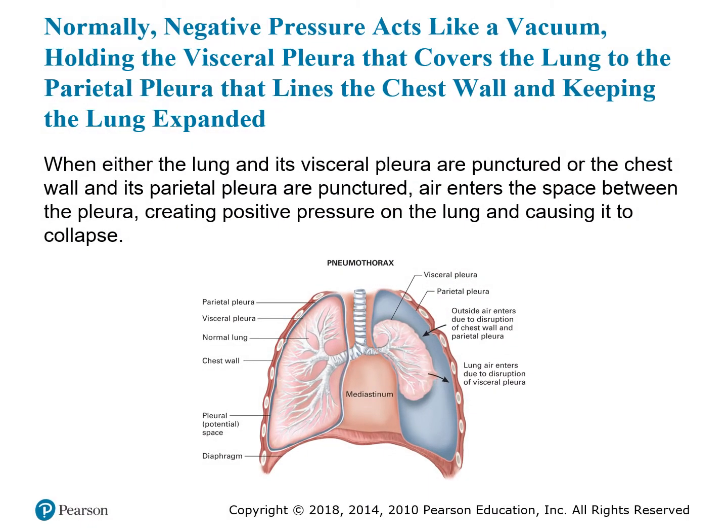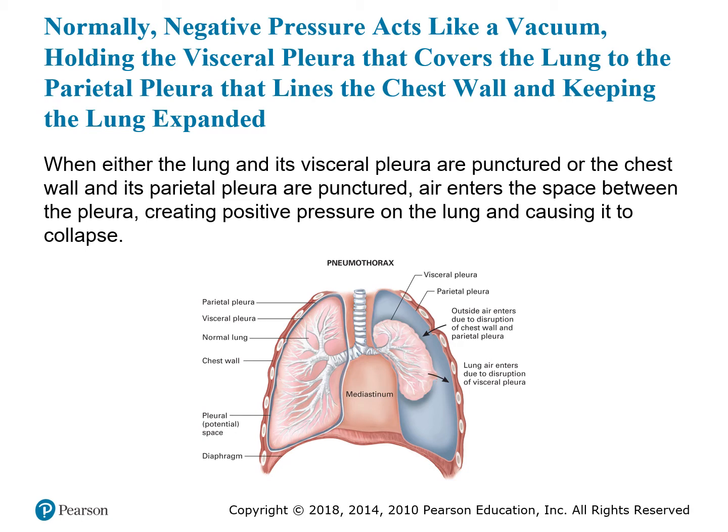Normally there's a negative pressure that acts like a vacuum. This holds the visceral pleura together with the parietal pleura. Just remember that the visceral pleura would be surrounding the lungs themselves, the organ itself, and the parietal pleura covers the cavity itself. Now, this usually keeps the lung expanded to the chest wall.